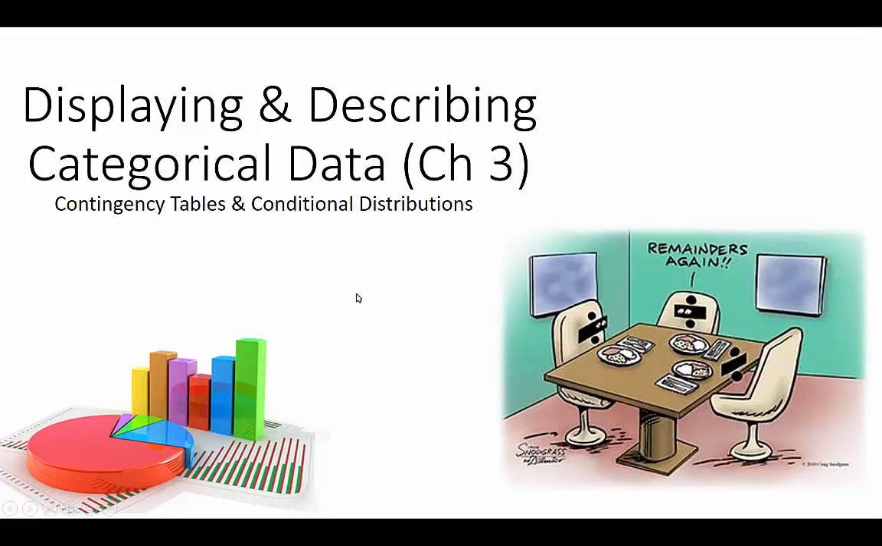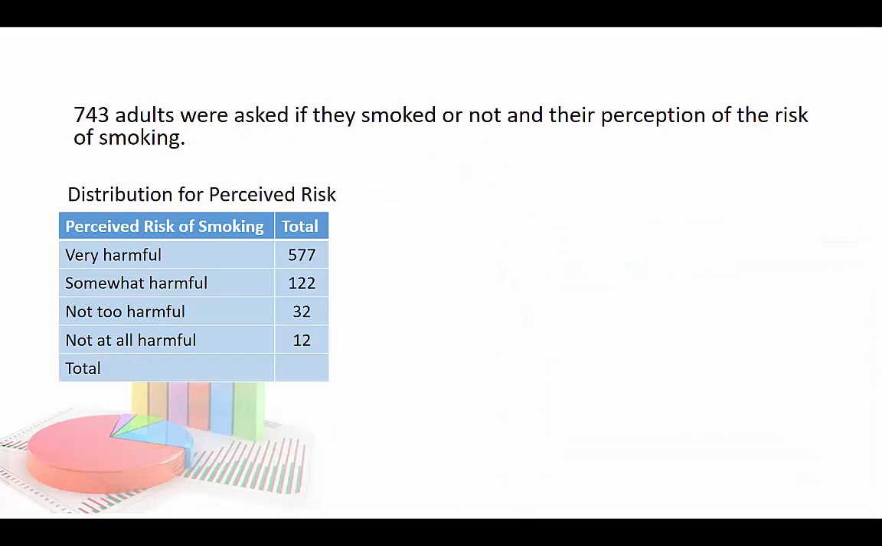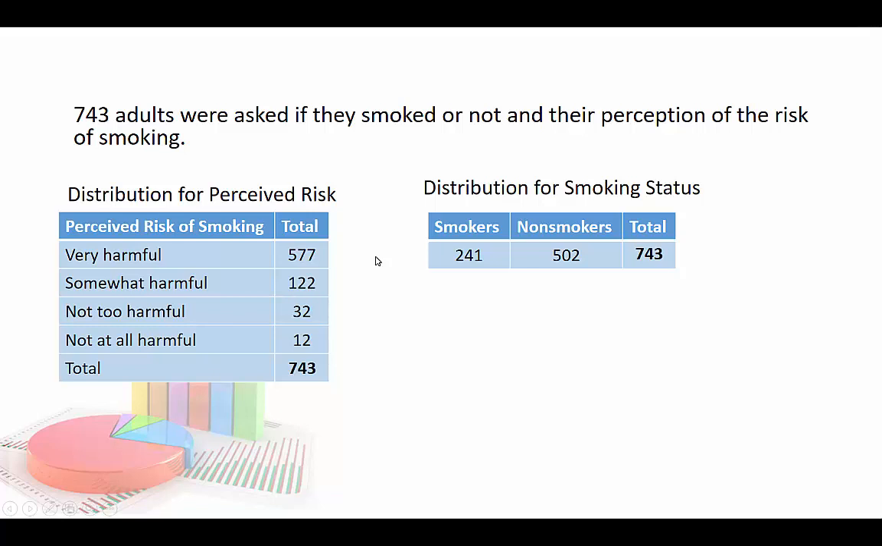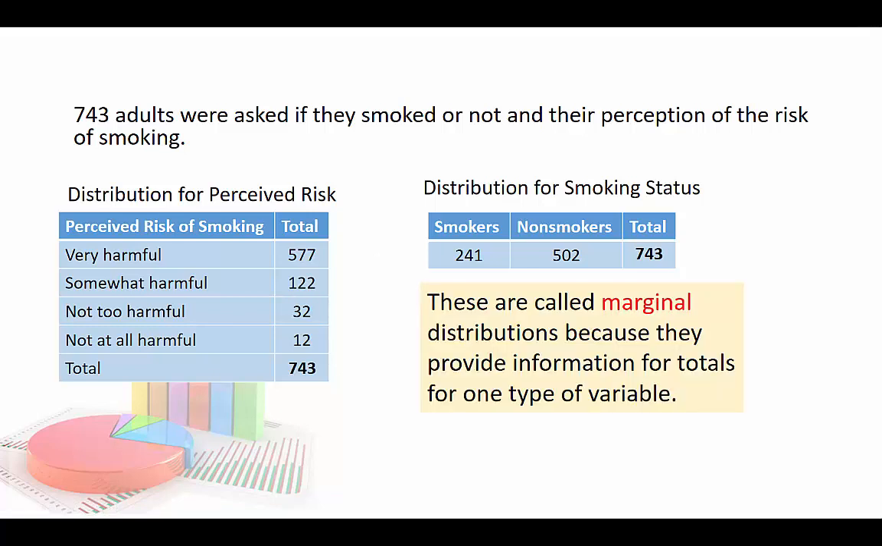Anyways, let's go ahead and look at contingency tables. First of all, we're dealing with 743 adults who were asked if they smoked or not and their perception of the risk of smoking. I can look at the perceived risk here, which is how harmful every one of these adults thought smoking was. And we can also look at smoking status, how many of them were smokers and how many are not.